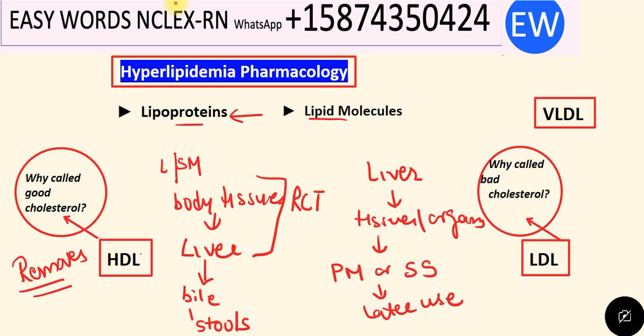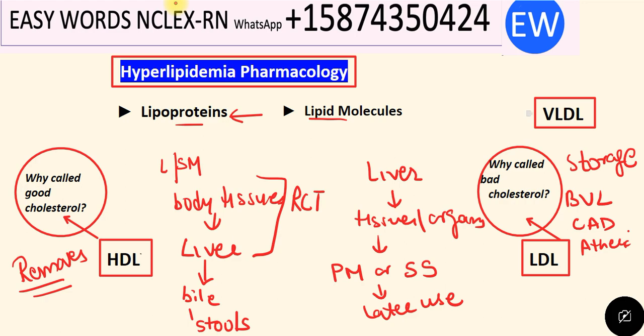So why is it called bad cholesterol? Because it helps in the storage of the cholesterol, and storing the cholesterol in the blood vessel linings is not desirable. It may cause coronary artery disease or atherosclerosis. That is why it is called bad cholesterol, because it creates the potential for the client to develop coronary artery disease or atherosclerosis.